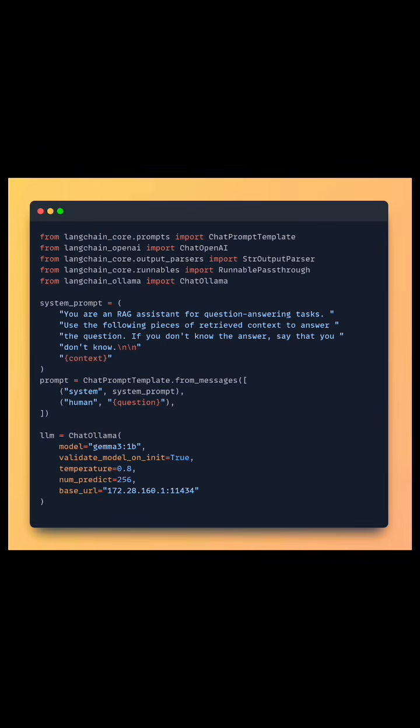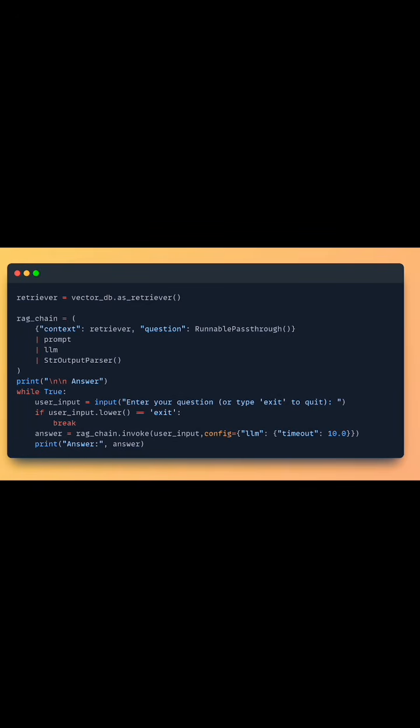This is the setup of LLM model. I am using locally hosted Gemma 3 on Ollama. This is the last and the most interesting part. In this, we are doing VectorDB as a retriever and creating a RAG chain using langchain expression language, also known as LCEL. And we are passing the retriever, the prompt, the LLM, and it would ensure that when a query is made, it would be first passed through a retriever and the context would be given to the LLM.